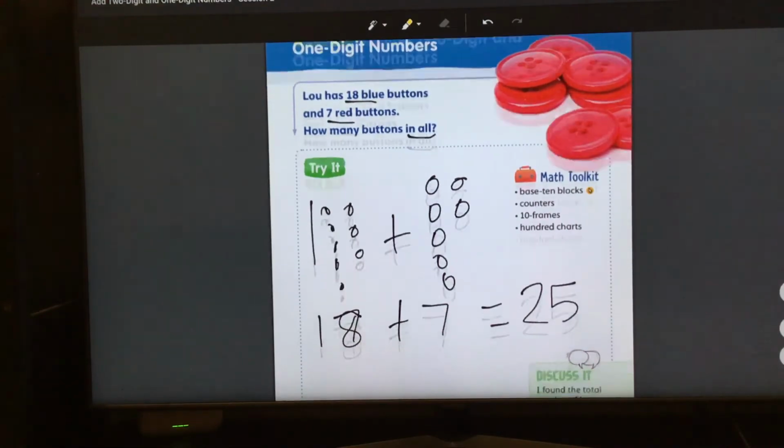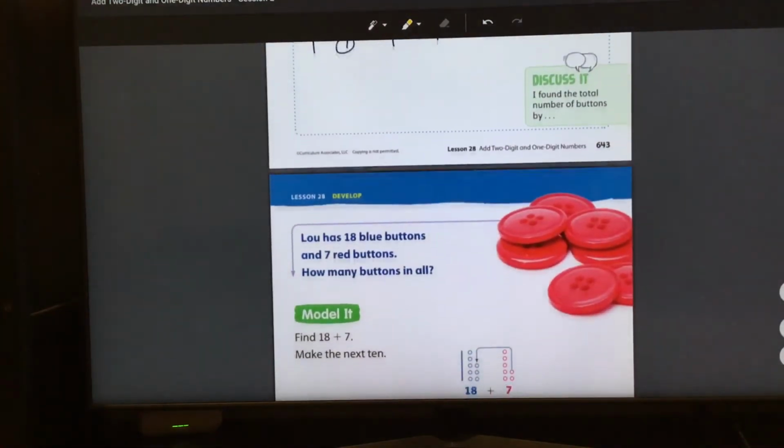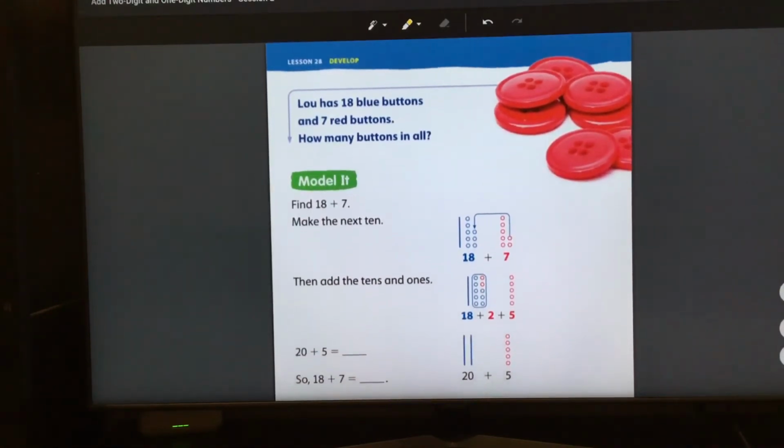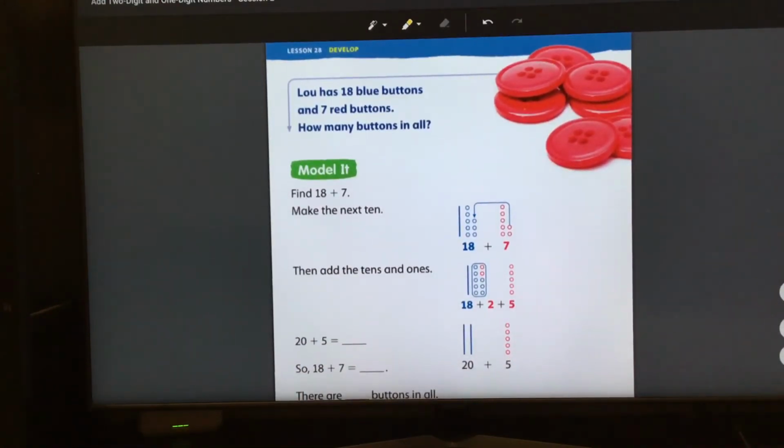Okay, now as we move to the next page, we're going to see the same problem. And I'm going to go back to that page just to remind you how we did it so we can compare how they do it in the model it way and how we did it in the try it way. Okay, so we have the same problem. Lou has 18 blue buttons and 7 red buttons. How many buttons in all? So we're finding 18 plus 7.